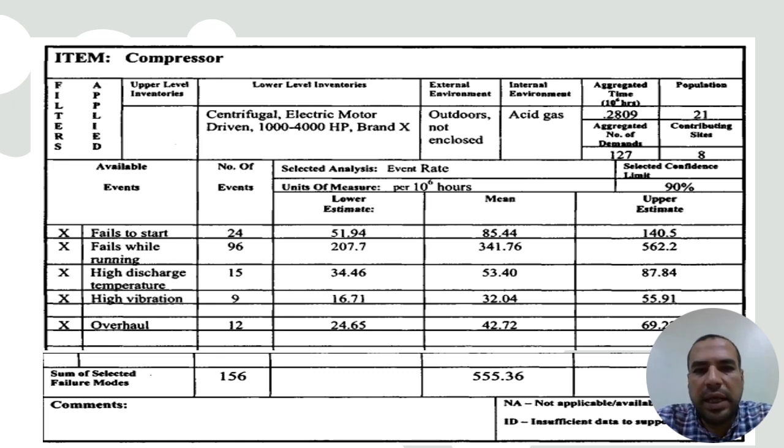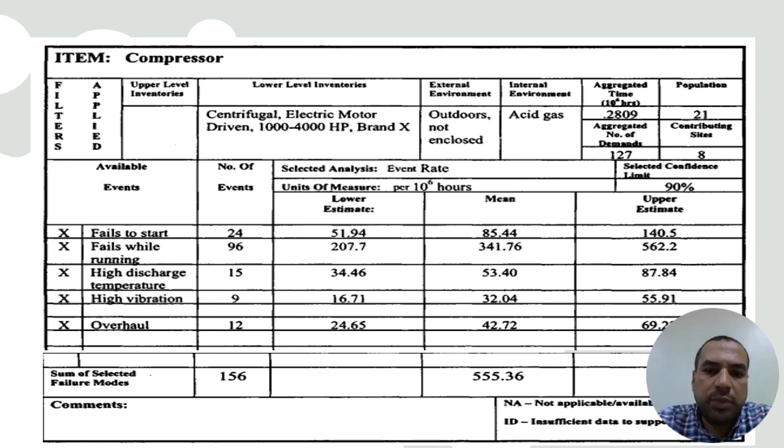This table analyzes the event rate, which refers to how often certain failure events occur over time, typically expressed in events per 1 million hours. Key terms here: available events are the types of failure or operational issues that the compressor can encounter. So in the second column we have some types of failures: fails to start, fails while running, high vibration overall, and so on. Next, the number of events is the number of times each failure event was recorded in the study.